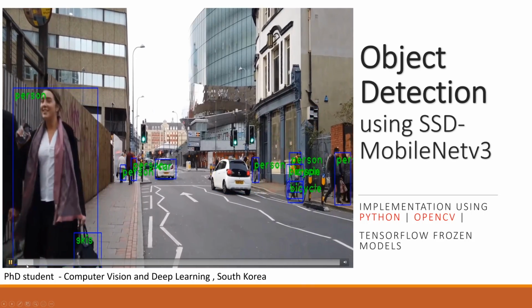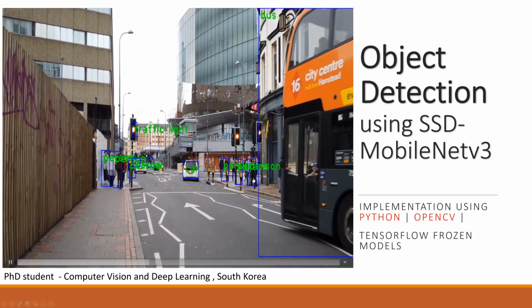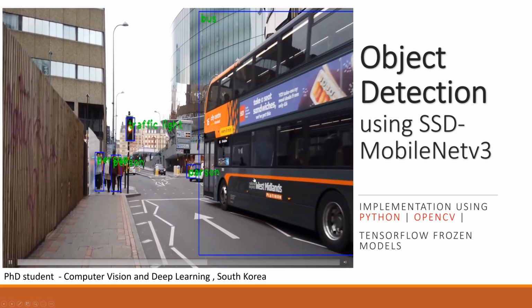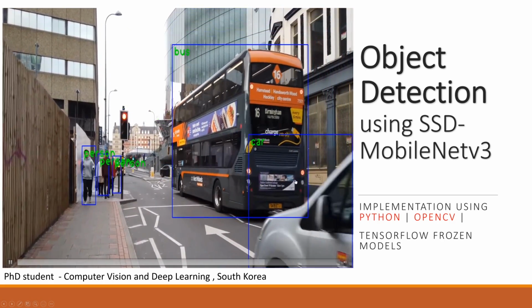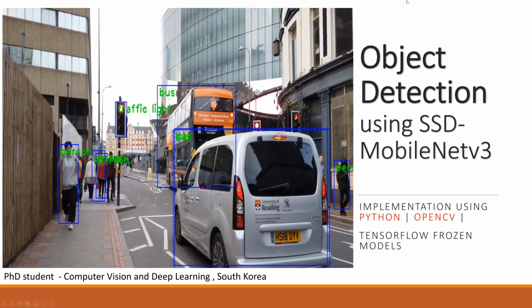Hello everyone, if you want to learn line by line code implementation of this live video demo for object detection, please stay tuned till the end of this video. We will be starting from scratch with the concepts, what is the difference between object detection and image classification, and by the end of this video we will be implementing line by line code.